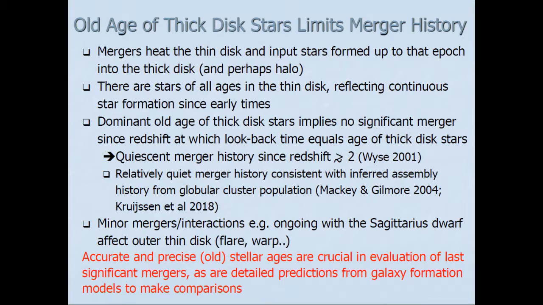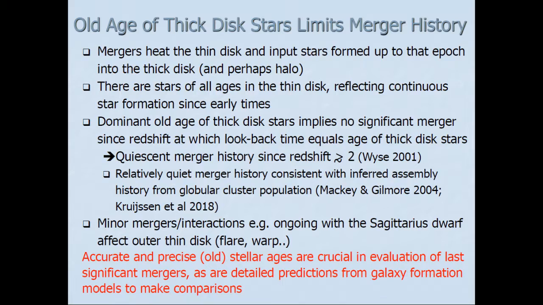Is that what we see in the predictions from the lambda CDM simulations? At face value, no. At face value, the Milky Way is very unusual. However, we need more detailed predictions. We really need to pin down the stellar ages. But it is looking as though the Milky Way has a relatively quiet merger history. If you can push back this redshift to redshift 3, then the Milky Way starts to be in the 1% category in terms of lambda CDM halos of the mass of the Milky Way. It's important to figure out the old age. It's important to try and figure out the merger history.